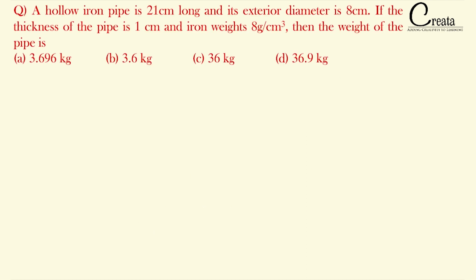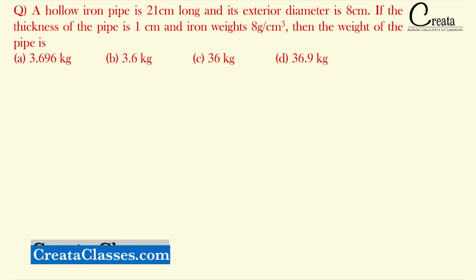Let's move to next question. The question is, a hollow iron pipe is 21 centimeter long and its exterior diameter is 8 centimeter. If the thickness of the pipe is 1 centimeter and iron weighs 8 gram per centimeter cube, then the weight of the pipe is, 4 choices are given.